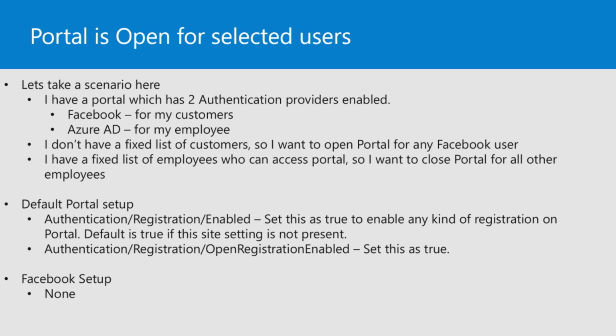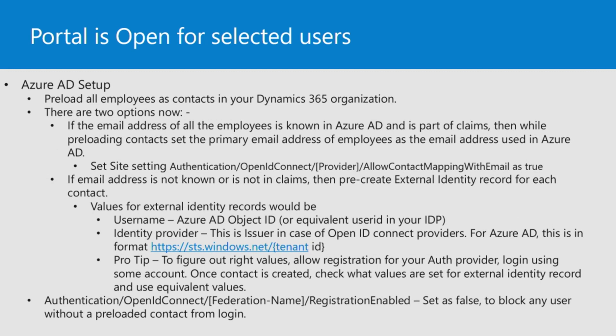So my default portal setup here is the same as what comes in the template. Registration is enabled. Open registration enabled is set to true. For Facebook, I had to do zero work. I just enabled Facebook as a login provider. Everything works. For Azure AD is where I have to do this. Now, this is a lot, so I'll just break it down for you.